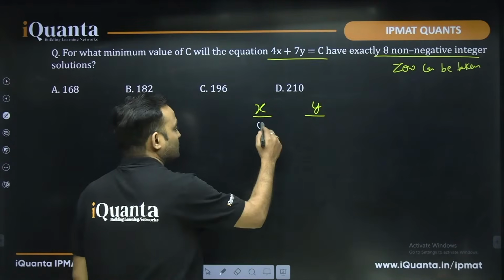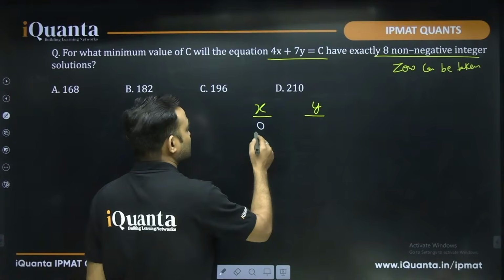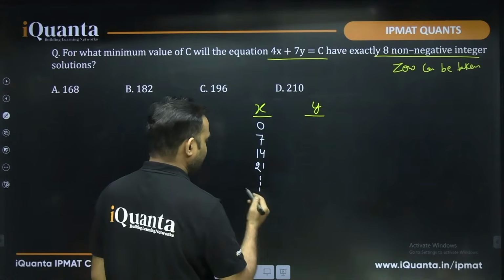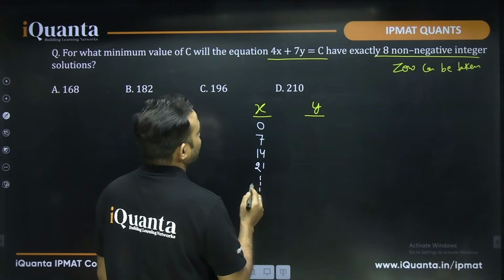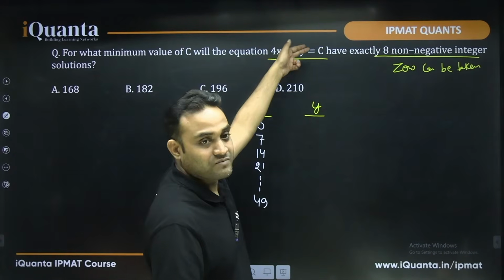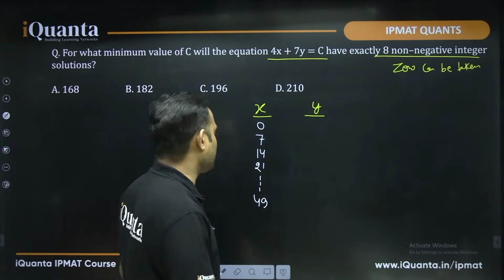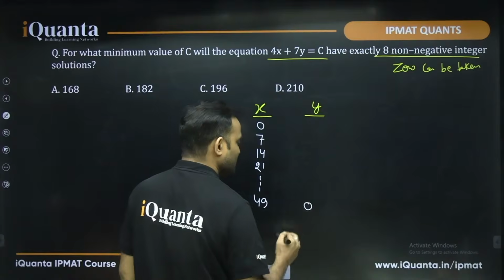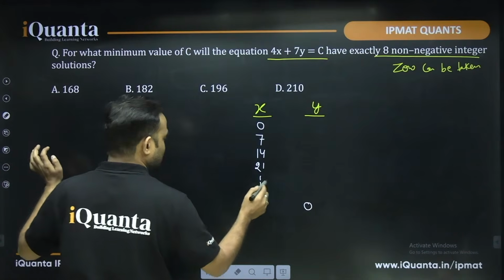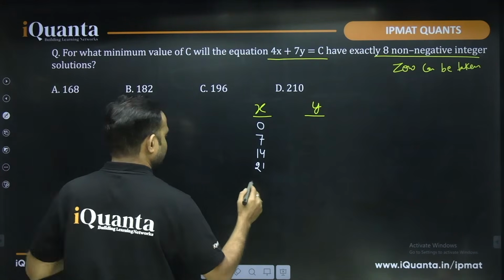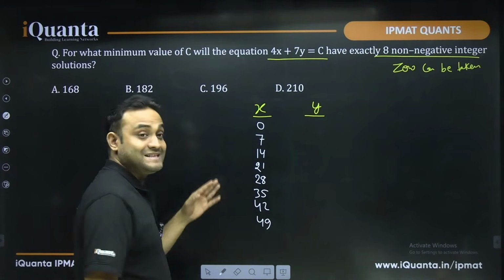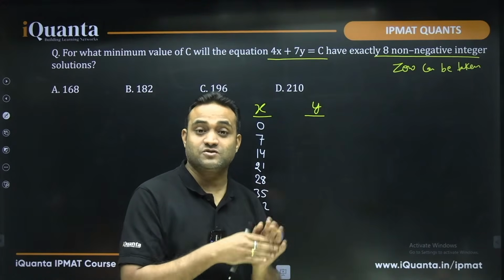I can take x 0, right? Then next value of x will be 7, then 14, then 21, and so on. 7 into 7 is 49, right? I want to keep c minimum. So what do I need to do? I need to take y 0. If I take y 0, what will be the next value of y? Can you tell me that? चलो सारी values लिख देता हूँ. Let's not skip anything. 21, 28, 35, 42, 49. These are the least 8 values of x which are possible.